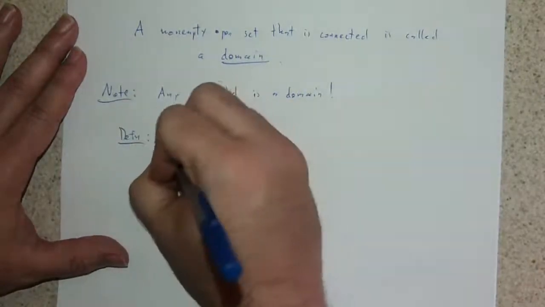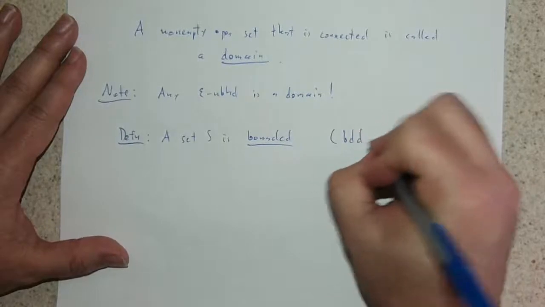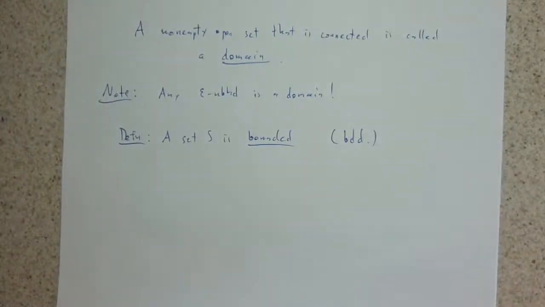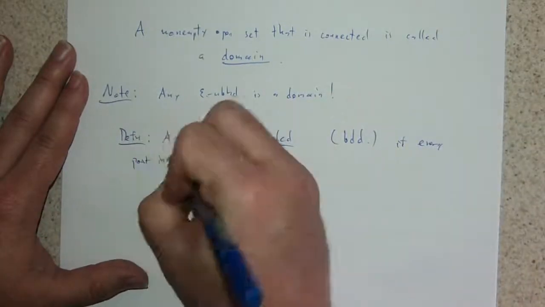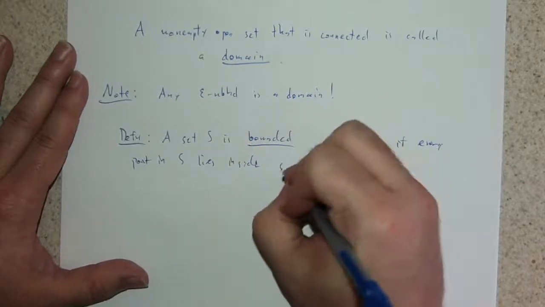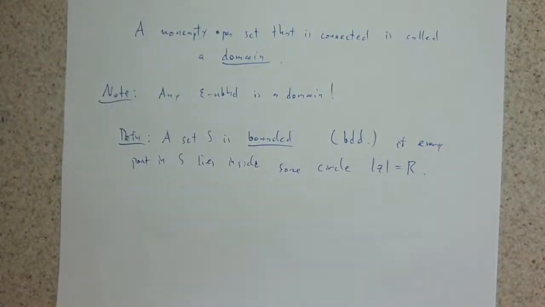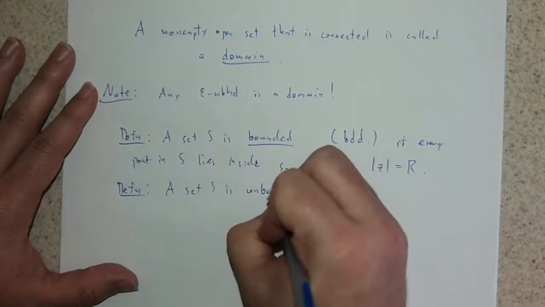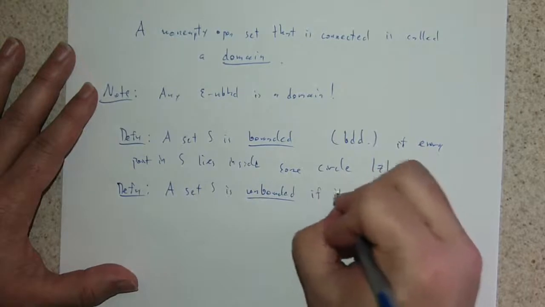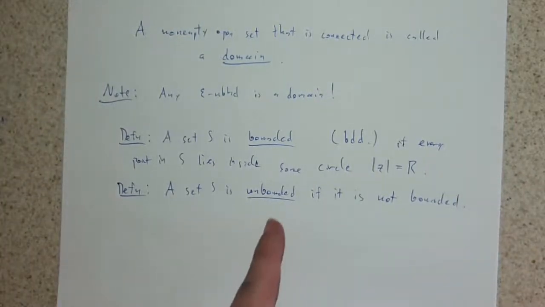The notion of a bounded set. A set S is bounded. Sometimes we will abbreviate this as BDD, just to save us a little bit because we're going to say bounded a lot. A set S is bounded if every point in S lies inside some circle modulus of z equal to some radius r. Another definition: a set S is unbounded if that's not true, if it's not bounded. That might be a pretty funny definition. What's the definition of being unbounded? Well, it's unbounded if it is not bounded. That's exactly true, and that's perfectly fine.